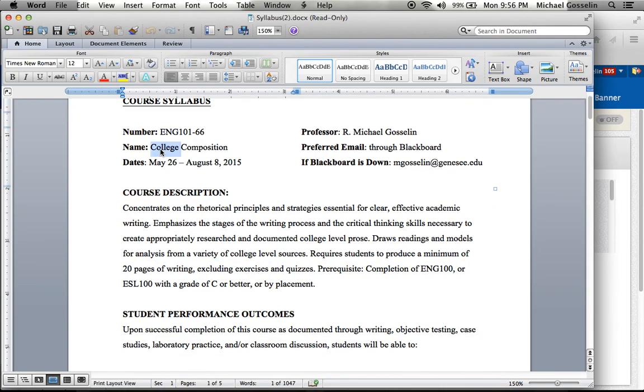As I said, college composition is a specific way of writing. It's not like any other writing that you will ever come across. It has its own set of requirements. It has its own details, and you must learn those. You have to get them down.